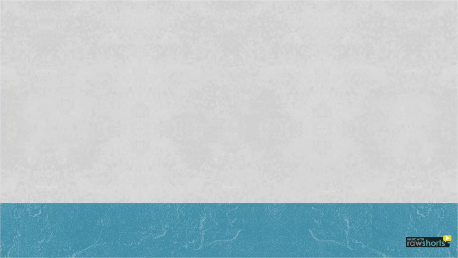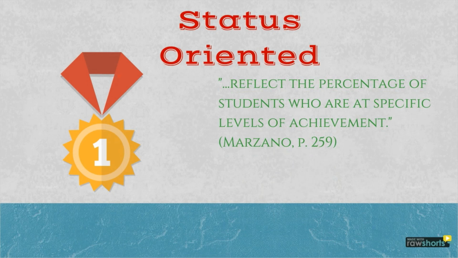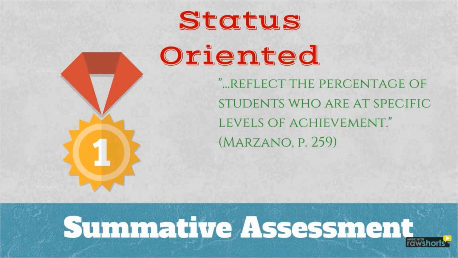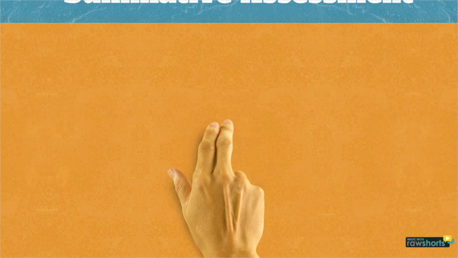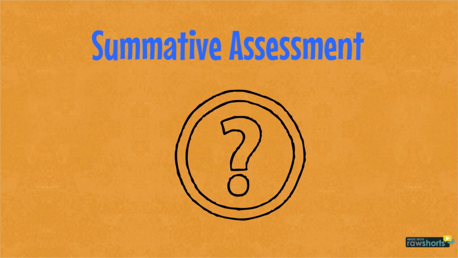While NCLB has created an emphasis on assessment, a status-oriented, summatively based approach has been the default for many educators. This type of approach reflects the percentage of students who are at specific levels of achievement. Theoretically, a district or school should have, or at least approach, 100% of students passing every state test at every grade level. While the logic behind a summatively based status approach might be understandable, is it the best approach to measure student learning? Marzano answers this question with a resounding no.